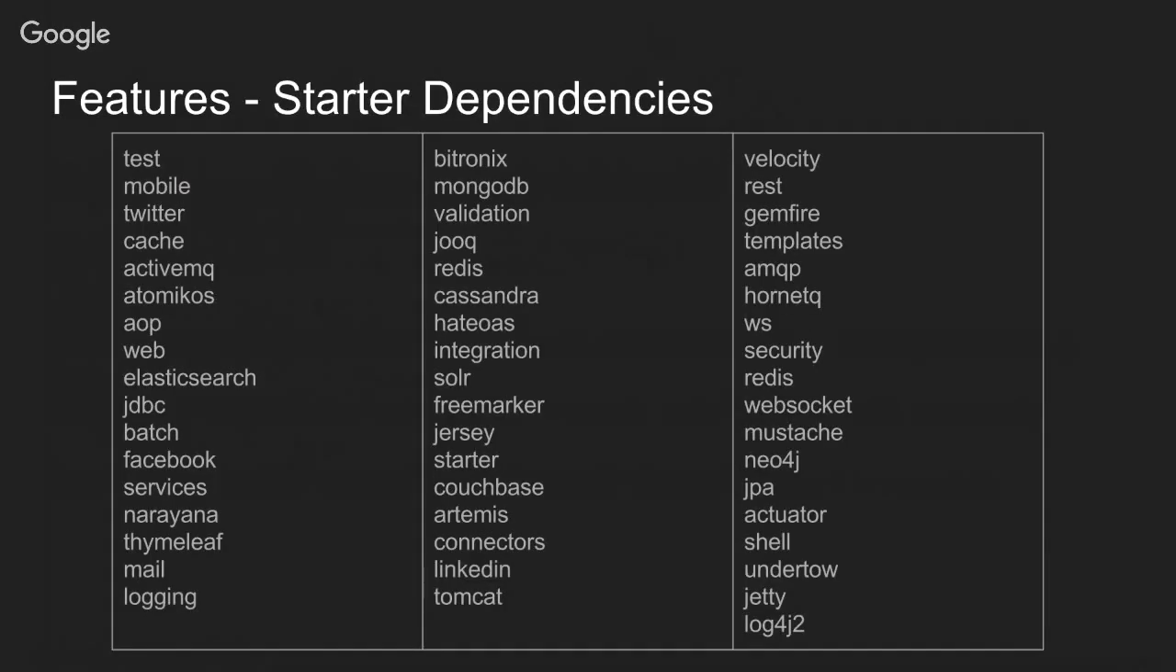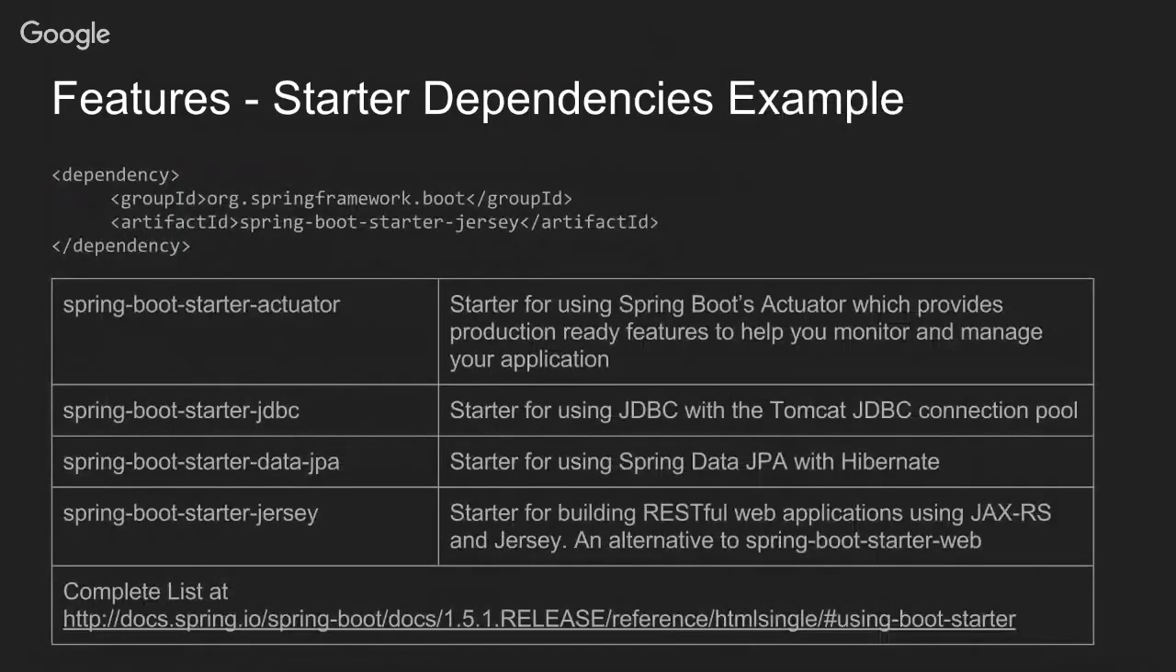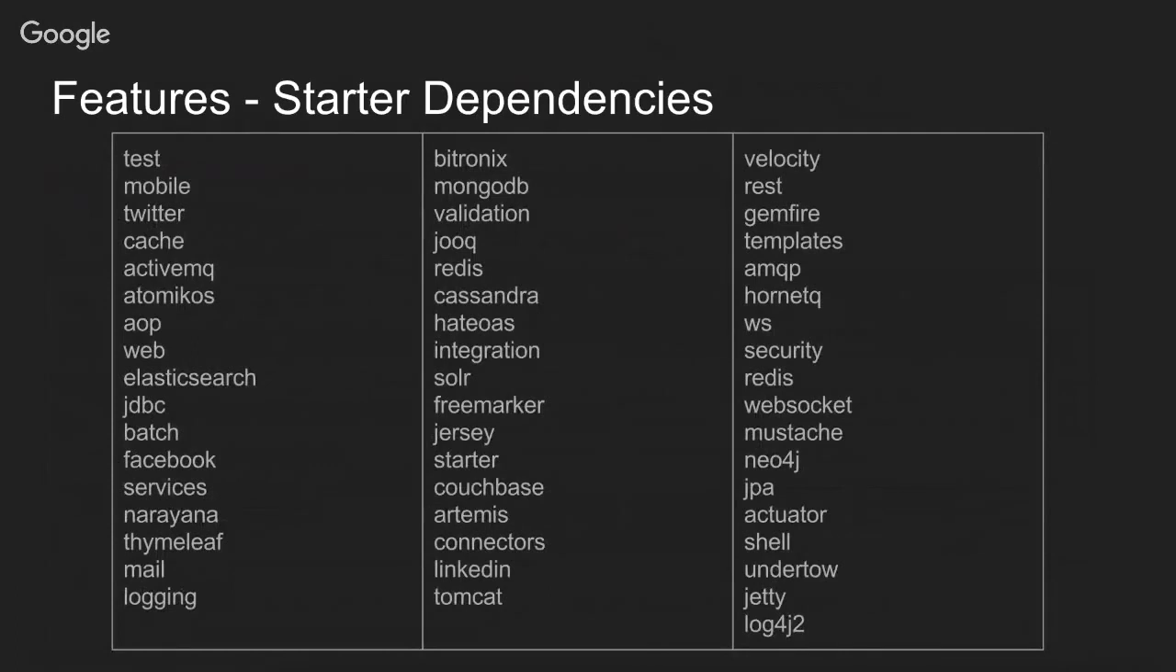Next feature. Spring Boot uses these things called starter dependencies. They look like this. This is the Maven dependency, spring-boot-starter-jdbc, for example. That's a Maven dependency that's shown above. There's the Jersey one. But it has all these starter dependencies. And as you can see, it integrates with a lot of different services out there.